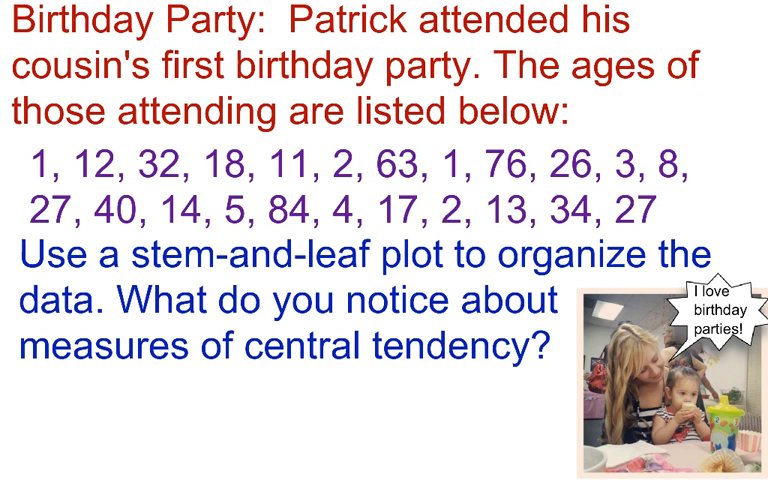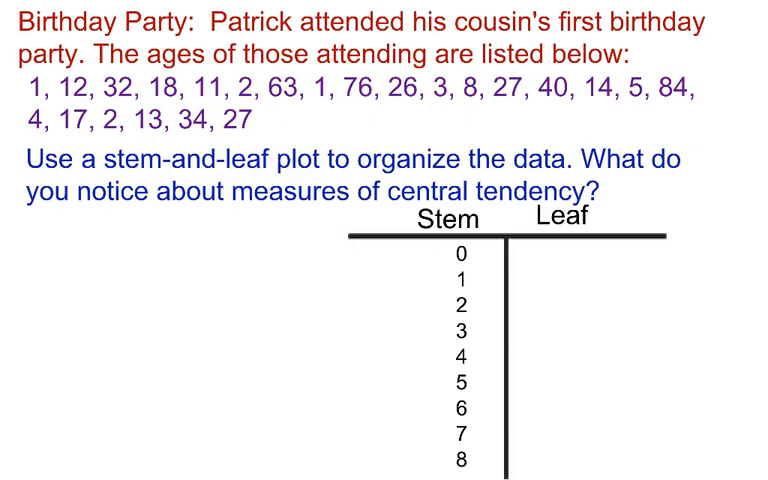So first we have to set up our stem and leaf plot. And it's important to note that our smallest number is 1, so that means we are going to have a 0 in our tens spot. And our largest number is 84, so I'm going to organize this from 0 to 8. So now I've organized my stems, which is my tens place. Now I can move on to organizing my leaves.